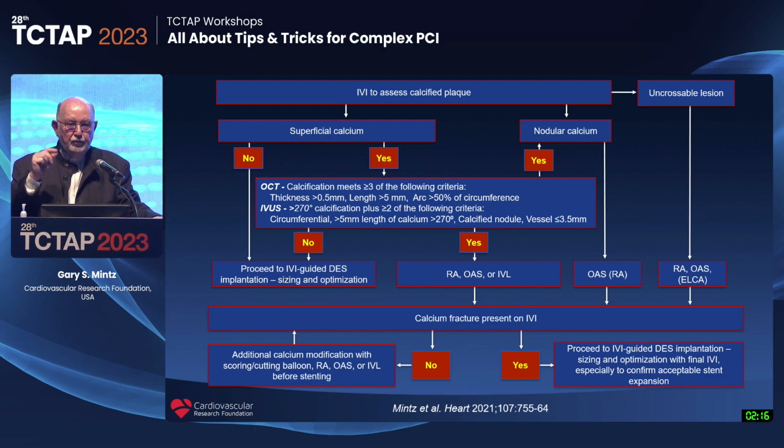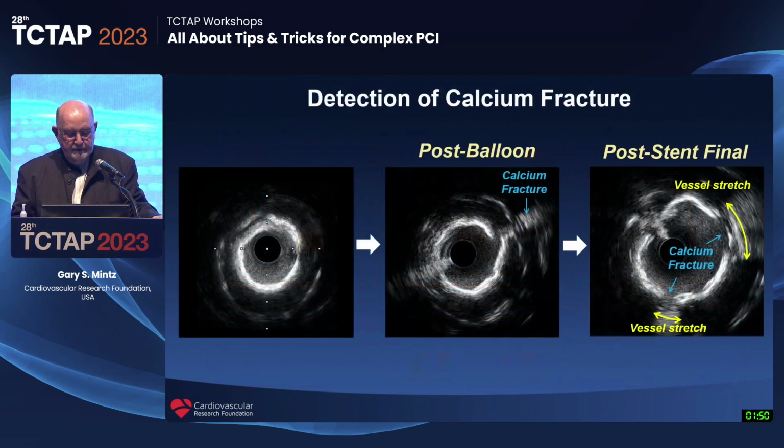What we have learned predictably is that you have to cause calcium fracture before you place a stent. So you do calcium modification if you're worried, you repeat imaging, you look for calcium fracture. If you've got fracture, then you can place the stent and get good expansion. If you don't have fracture, you've got more work to do before you place the stent, because the worst thing to do is to place a stent that you can no longer expand.